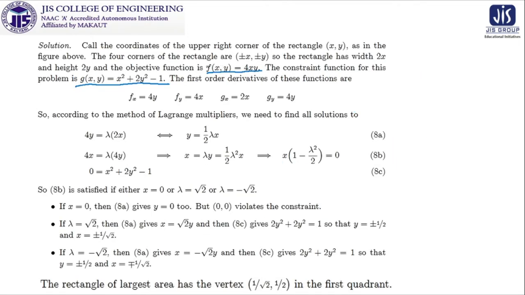That is why f(x,y) equal to 4xy is taken, and after that the problem is solved, and finally they get the rectangle of largest area has the vertex 1 by root 2 comma 1 by 2 in the first quadrant. Clear? So go through this particular thing sequentially, and then the whole discussion will be clear to you.